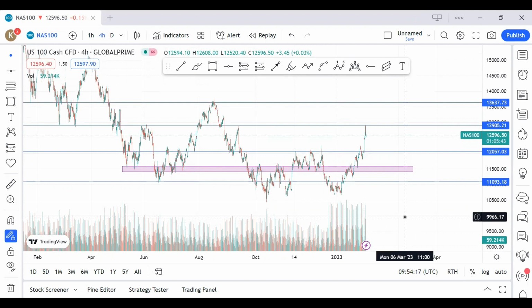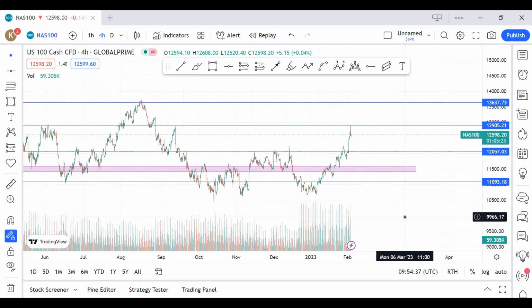So let's jump in NAS 100 and see what we have. As I said, guys, there's nothing to analyze here. Already the market is showing me what it is doing. I promise you guys, when you go with us, you'll never go wrong.